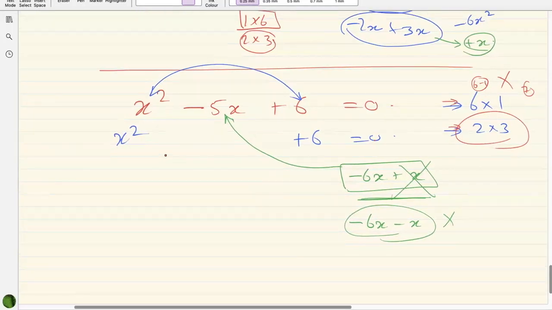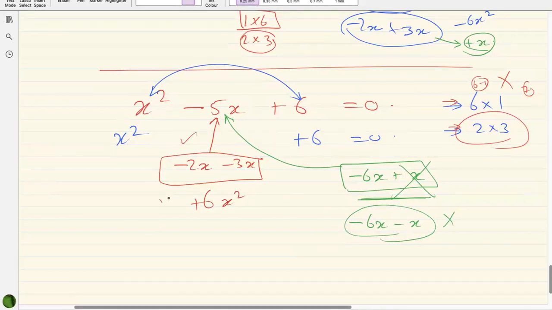So this is negative 2x and negative 3x. What happens when you add them? Do you get this? Yes. And when you multiply them, do you get plus 6x square? Yes. So both conditions are satisfied.